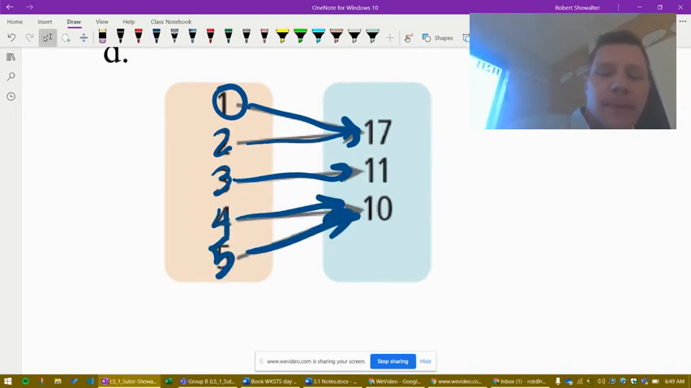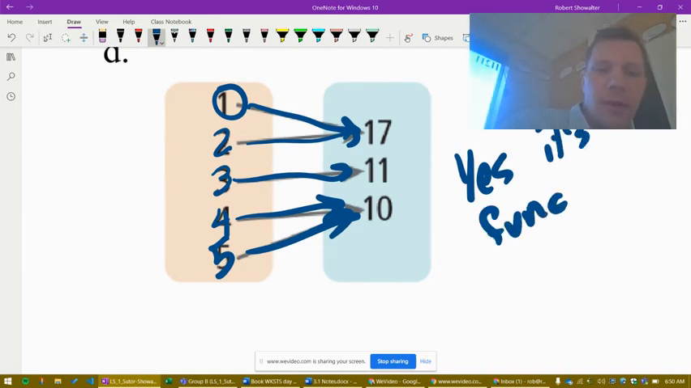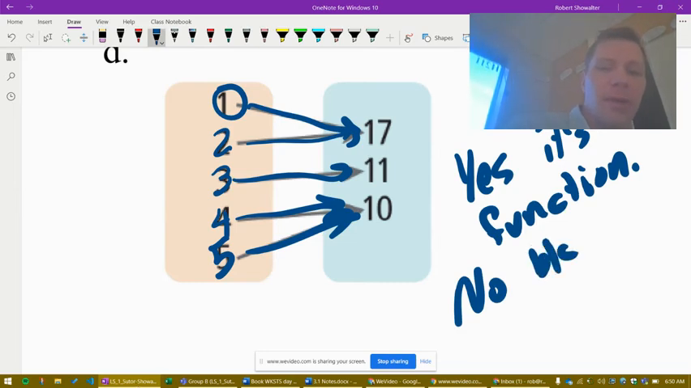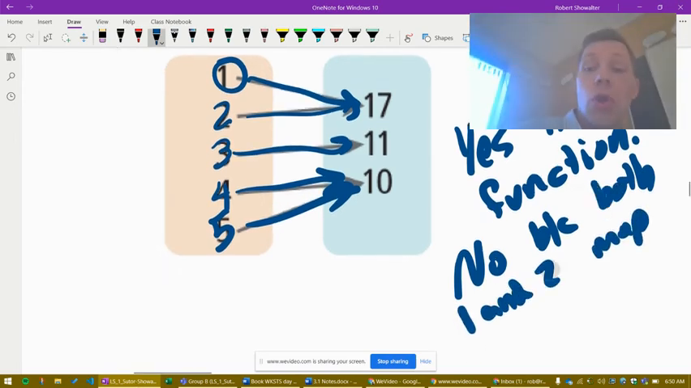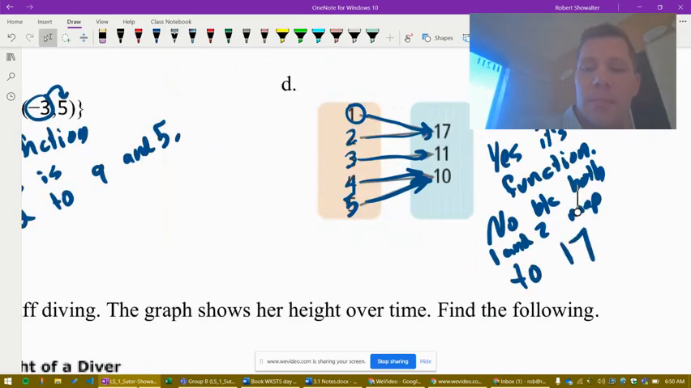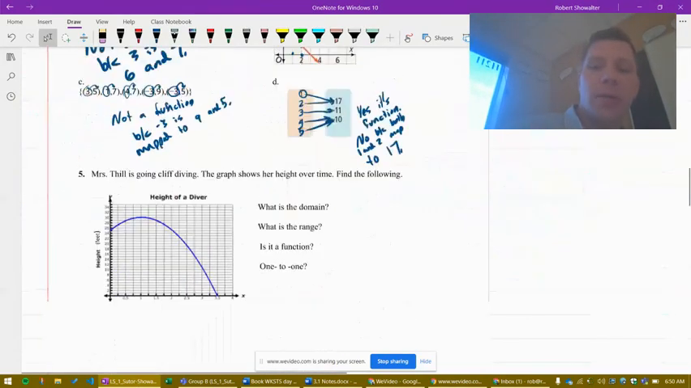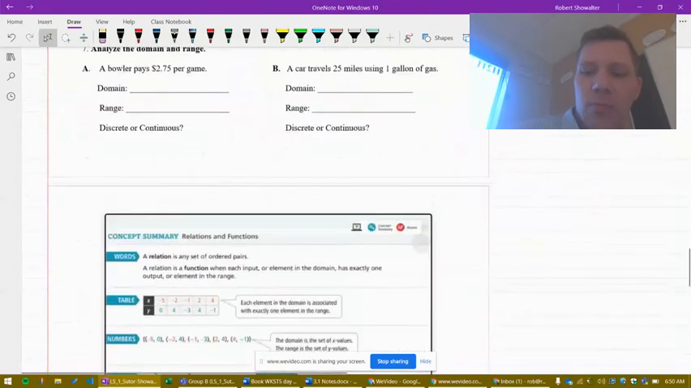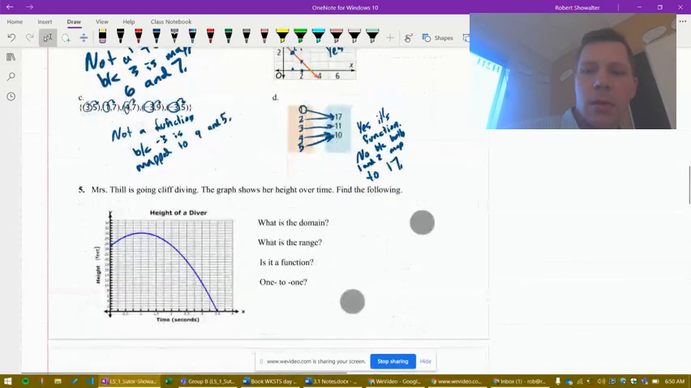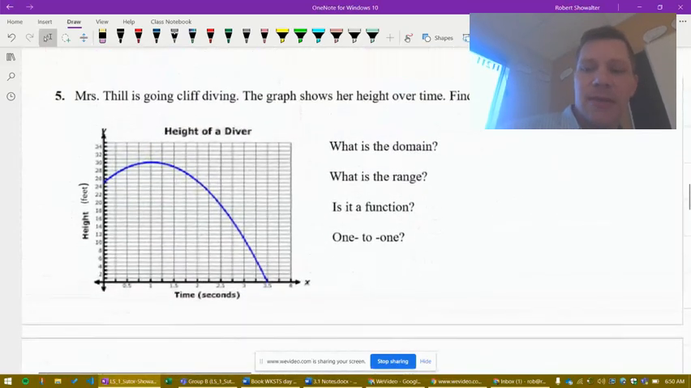Let's look at D. Is it a function? Is 1 mapped to 17? Yes. 1 is only mapped to one thing. The input of 2 is only mapped to one thing. The input of 3 is only mapped to one thing. The inputs of 4 and 5 are all only mapped to one thing. So yes, it's a function. But is it one-to-one? No, it's not, because 17 is doubled up. Both 1 and 2 map to 17.